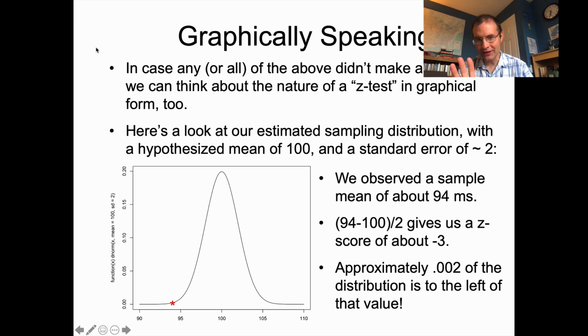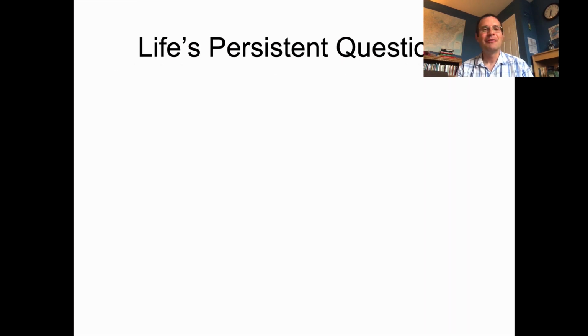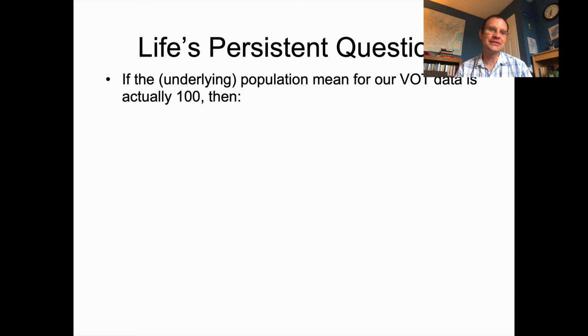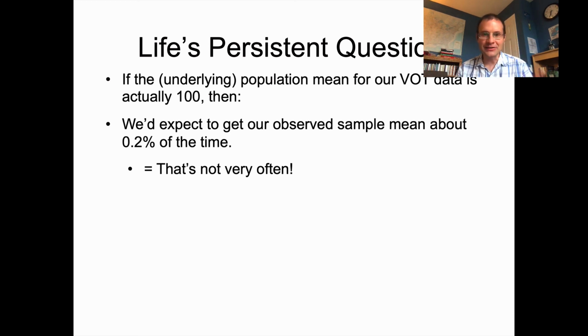Okay, so maybe if you can see it, it makes a little more sense. Normally, I write this up on the board as we're walking through the process, but I have to do it in two different ways here using PowerPoint and a video. Maybe after talking about it multiple times, it makes more sense. The real important question, though, is if the underlying population mean for our VOT data is actually 100, then we'd get this observed sample mean about 0.2% of the time. That's not very often, right? Expecting something to happen 0.2% of the time is not going to happen very often at all. I think that's like 1 out of 500 times.